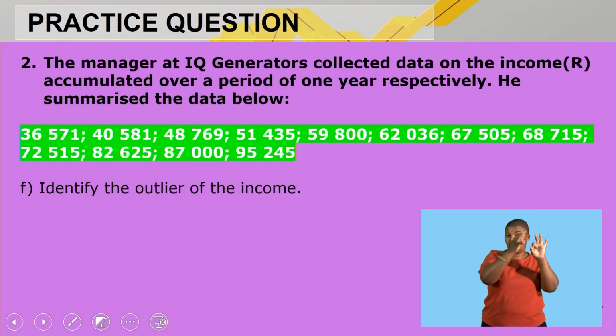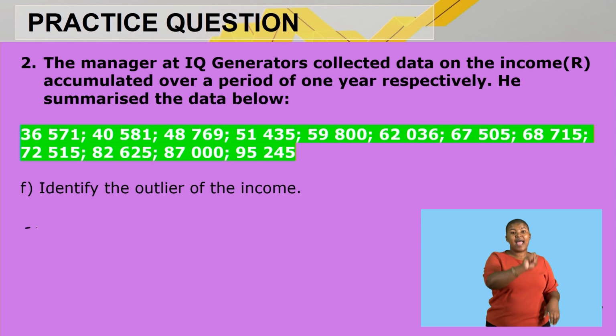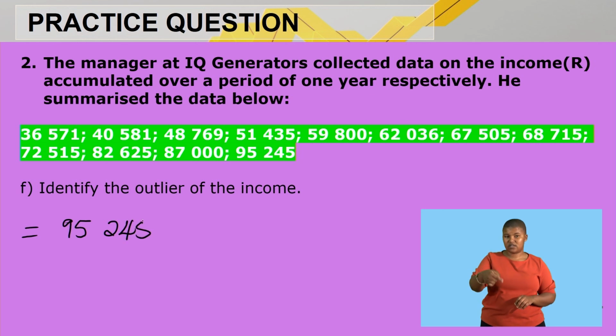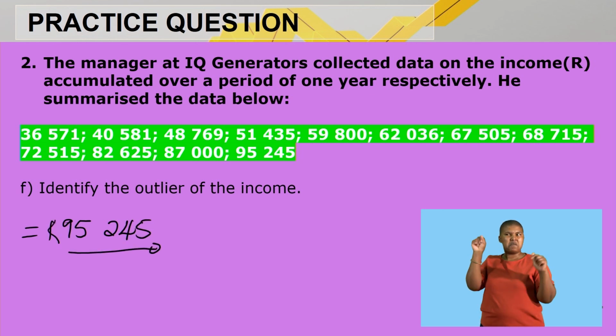Identify the outlier of the income, that is number F. So now we are identifying the outlier. It's a value that is far apart from the other values. It can be the smallest, it can be the biggest. So in this case, we can say it can be 95,245 because it's that month of December where the company has made a huge income.